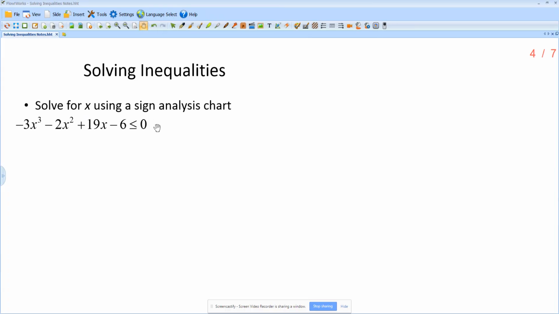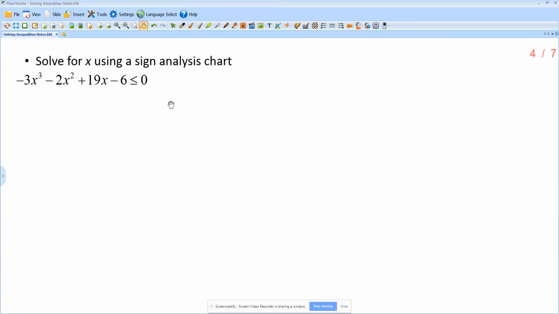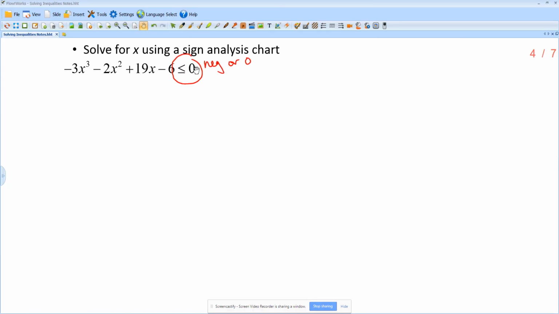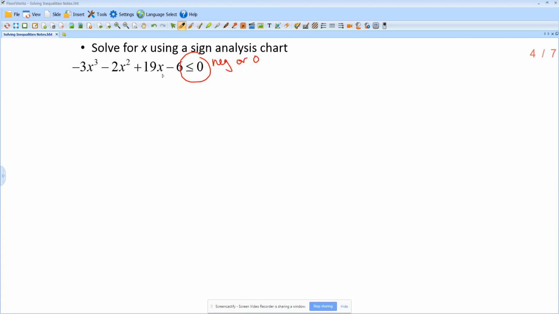So I am on the fourth slide, solve for x using a sign analysis chart. First thing I like to do is pay attention to what I am looking for. In this case, I'm looking for negative or 0. So I have negative 3x cubed minus 2x squared plus 19x plus 6, minus 6, sorry. Looking at this, it is not factorable using any of my types of factoring, but I need to factor it or do something with it so that I can get the critical values.